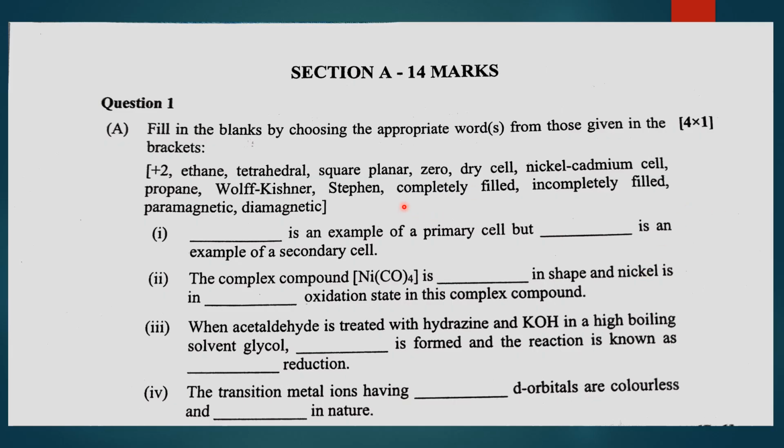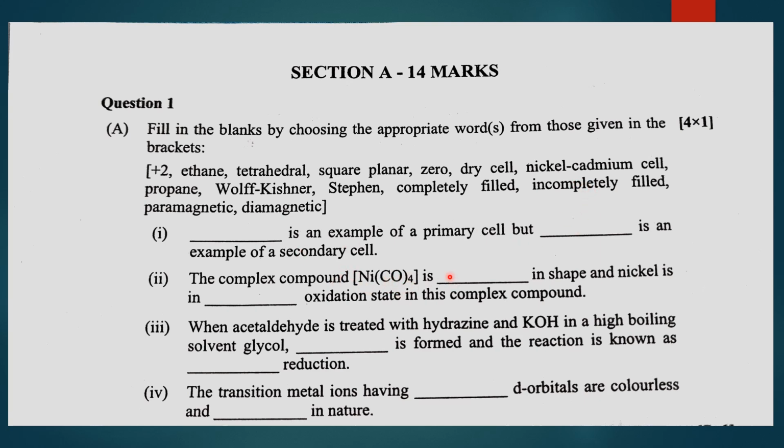In this part, as I said earlier during the discussion of the specimen copy, for both the blanks you have to write the answer. Only then, if one is correct, you will get the half marks. So I am just showing you the answers. There is nothing much to discuss here. It will be dry cell, that is the primary cell, and nickel cadmium cell is the secondary cell.